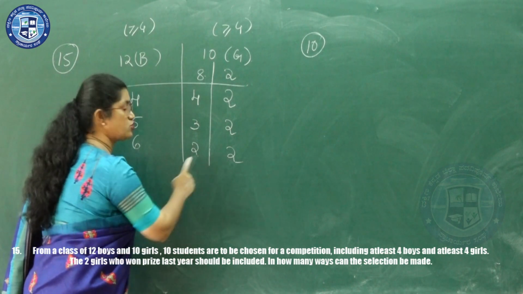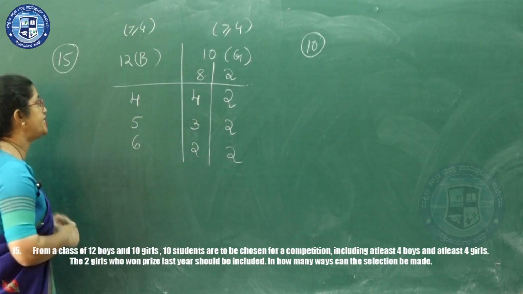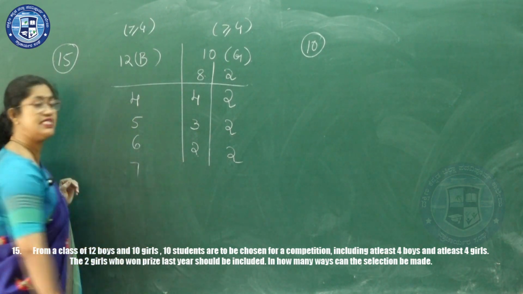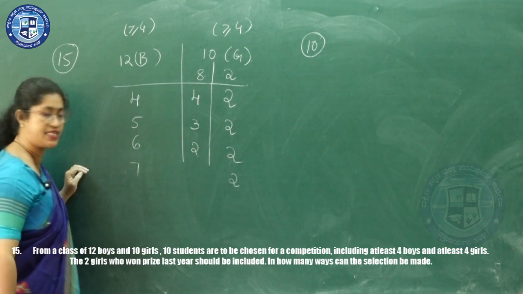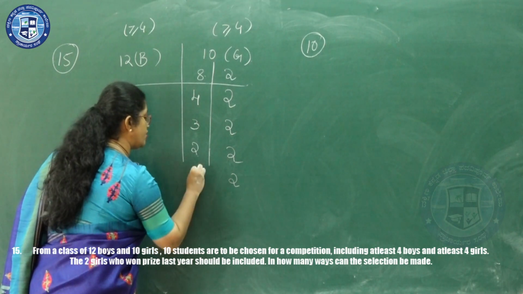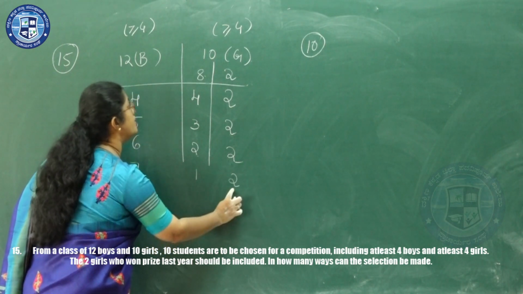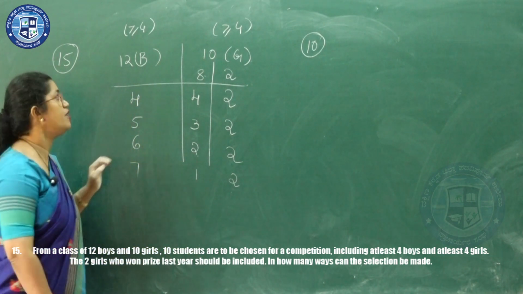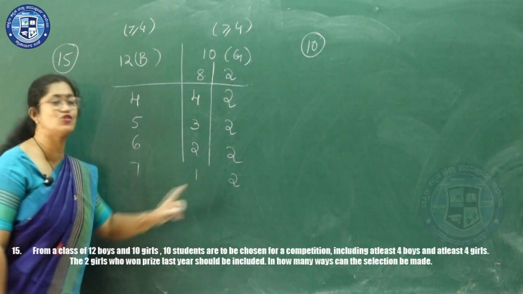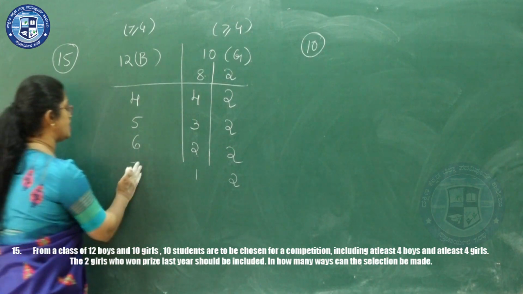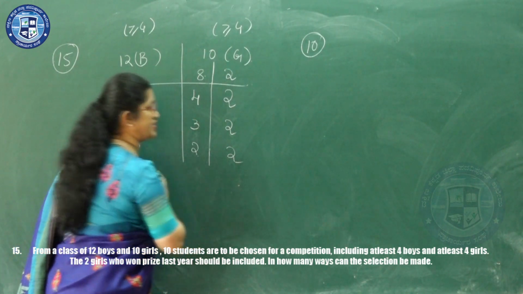So you reached 4, so probably the next one. I need to be careful. If I make this 7, then these 2 must be selected. To make it a total of 10, I need 1 more. Then the total number of girls becomes 3, but I want them to be greater than or equal to 4. So this is not possible. So these are the only 3 possibilities.